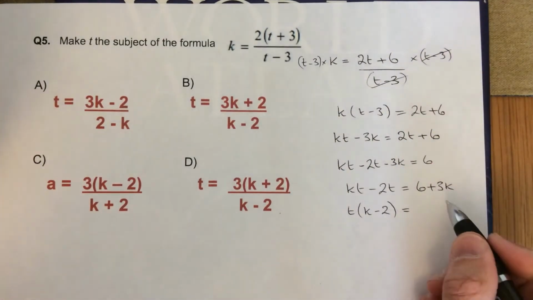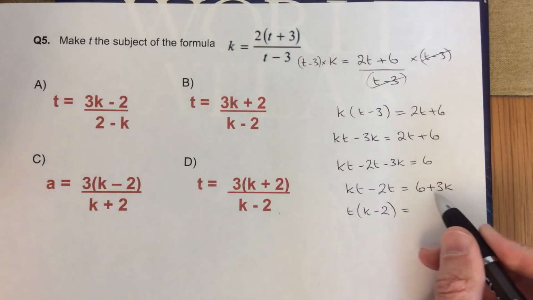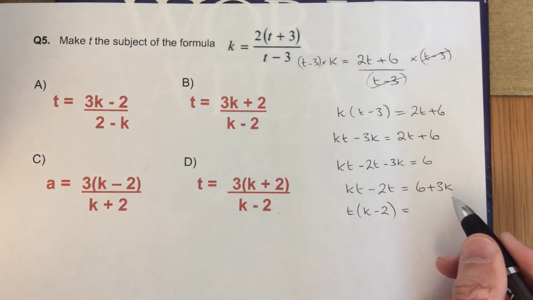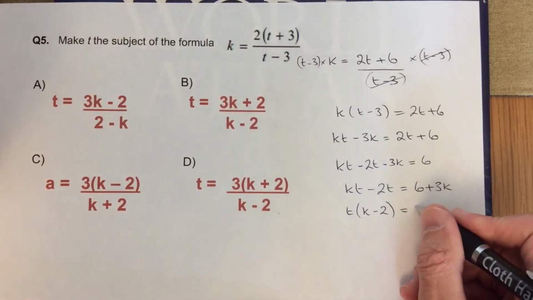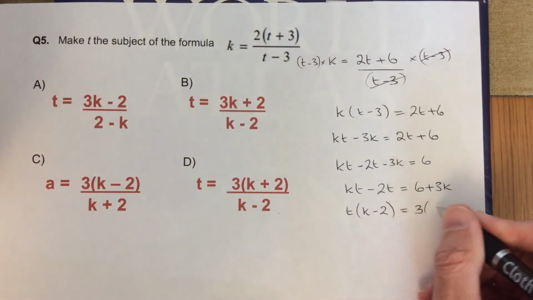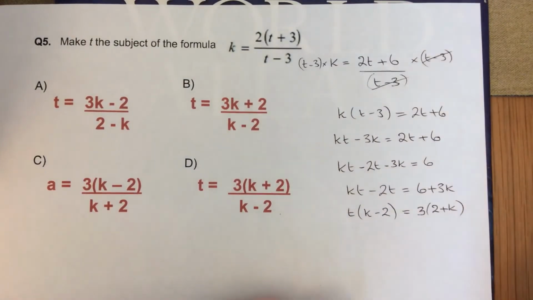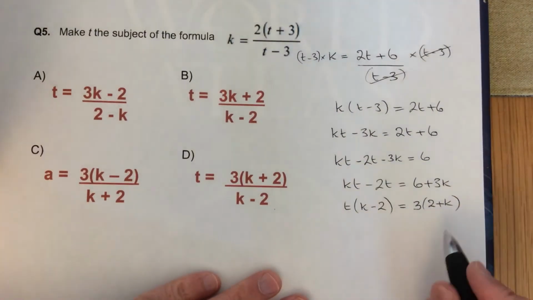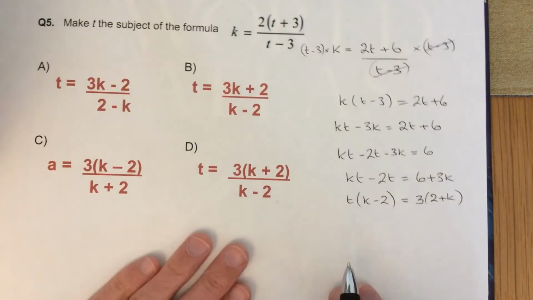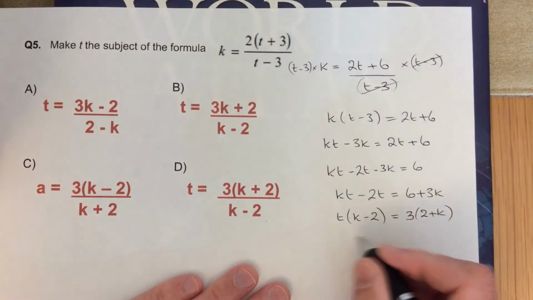equals, and before I start writing out this side again, I'm just looking here, I've got a common factor of 3. So I'm going to use that common factor of 3: 3 times 2 plus k. The only thing I need to do now is divide, because I want the t on its own, obviously. So I'm going to divide both sides by k minus 2.